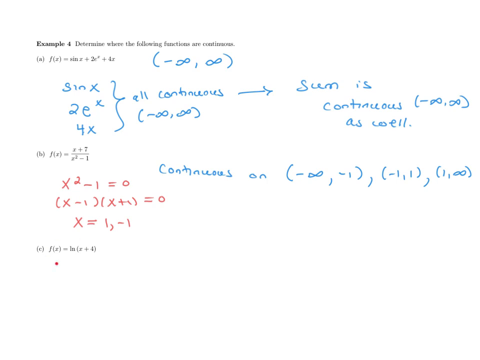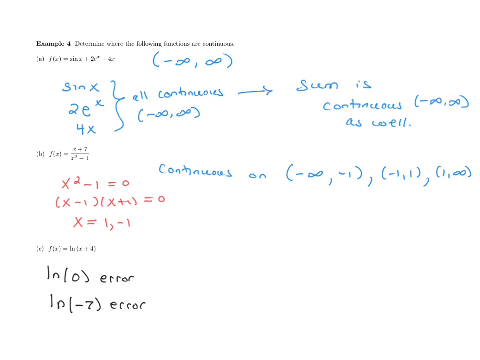Last one, the natural log of quantity x plus 4. Where is this thing continuous? The only issue that can happen with a logarithm is if you plug 0 into it. You would get an error if you tried to do that in your calculator. Or if you put in any negative number, like negative 7, you get an error message as well. You want to make sure that whatever goes into a logarithm, it's positive.